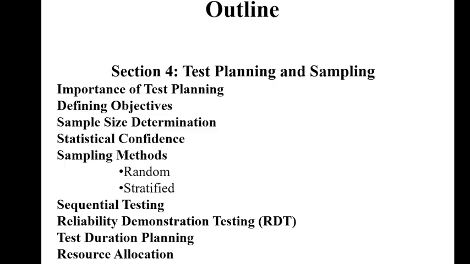Next, we will discuss how to determine an appropriate sample size based on statistical confidence requirements, and various sampling methods, including random and statistical sampling, will be introduced to ensure representative data collection. We will also explore sequential testing and reliability demonstration testing, or RDT, as a structured approach for validating system performance.